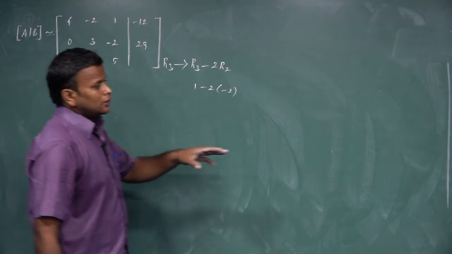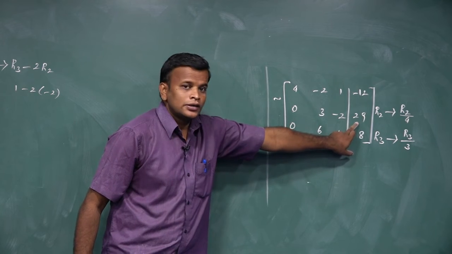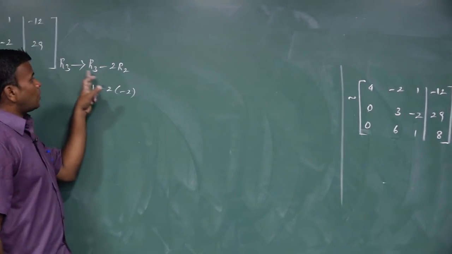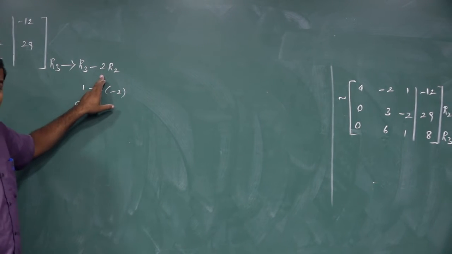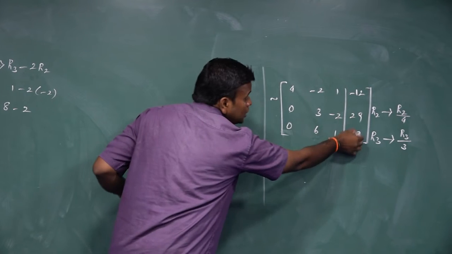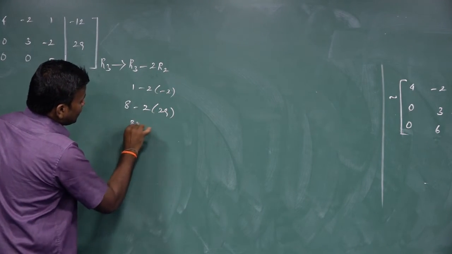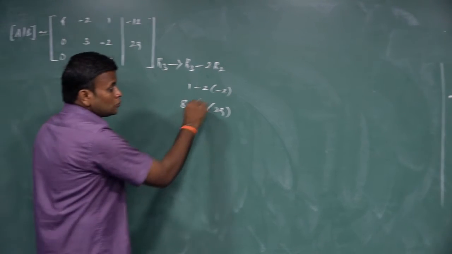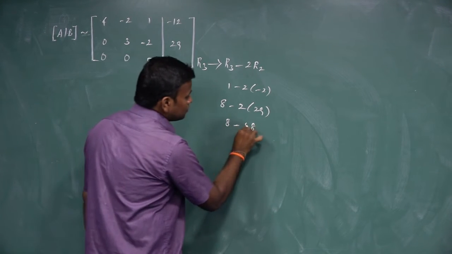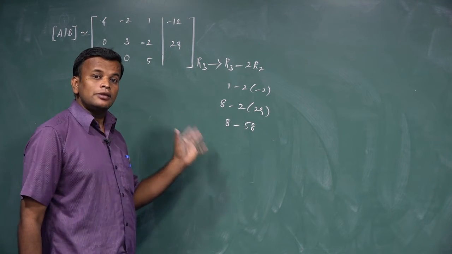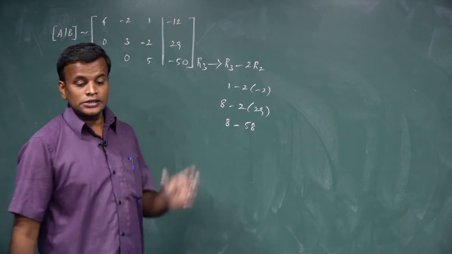Next, the next number is 8. Here 29. We write R3 as R3. The value of R3 is 8 minus 2 times of R2. The corresponding element of 8 in R2 is 29. 8 plus, and minus is minus, 2 into 29. 2 9s are 18, remember 1, 58. 8 minus 58 is minus 50. Now you see it is in echelon form.